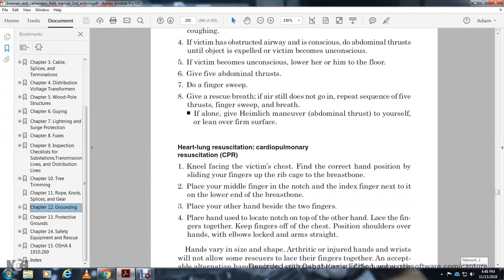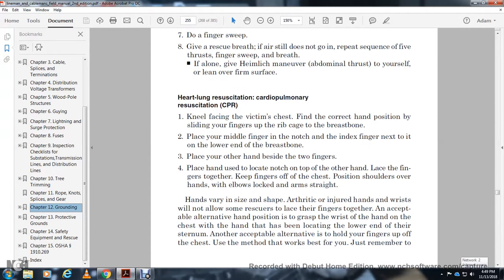Take the victim and position them, slide your fingers up the ribs to find the breastbone, placing the middle finger at the notch and the index finger next to it on the lower end. Take the other hand and place the heel next to the two fingers, then place the other hand on top and lock the fingers together. Bring the fingers off the chest, position your shoulders over the hands with elbows straight. Release pressure with the fingers together, or use the alternative hand position by grabbing the wrist. Keep the fingers up and off the chest.